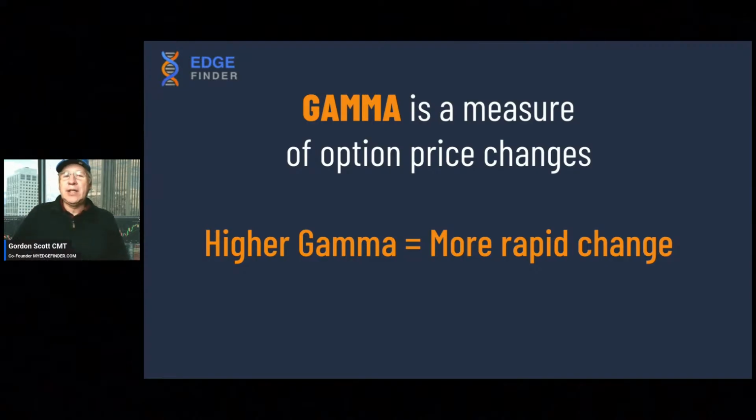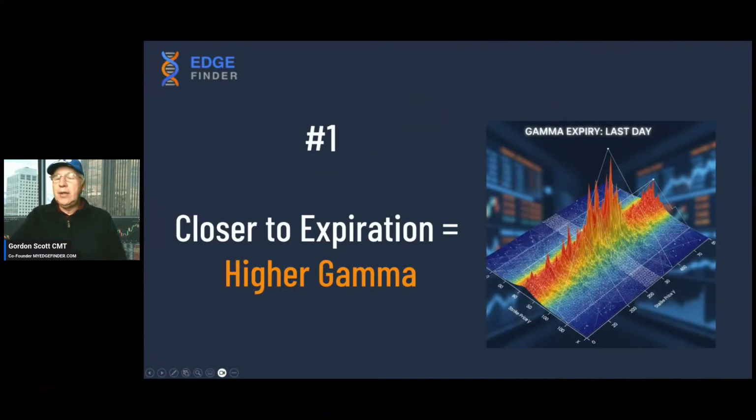In calculus, for you math geeks, you learn about momentum and the differential equation, right? Well, gamma is measuring that same phenomenon, the rate of increase. And for the rest of us who are not calculus math geeks, it goes like this. Higher gamma means more rapid change. That's all. There are three conditions that create gamma.